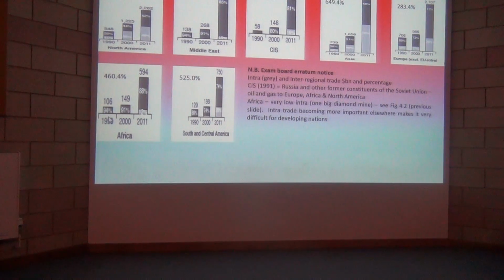1990, no mention of intra-regional trade. 1991, no mention of intra-regional trade. 2011, small mention, 12% intra-regional trade. So of all of the trade that was taking place in Africa, only 12% was going between one African nation and another. The rest of the trade was taking place with countries outside of Africa.